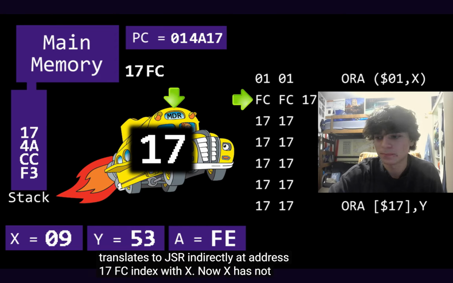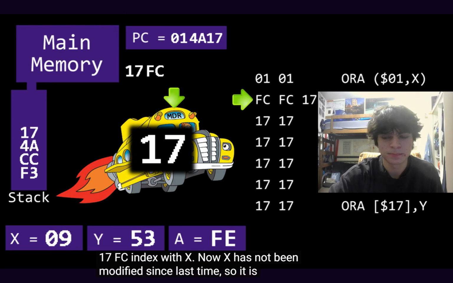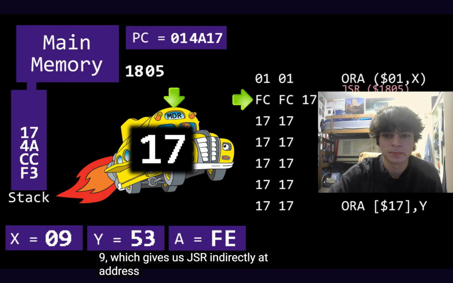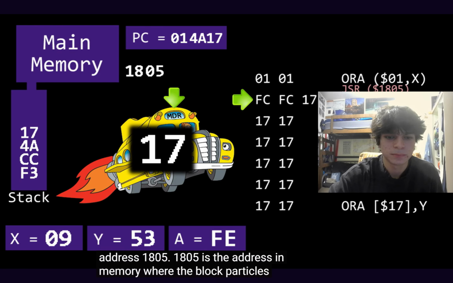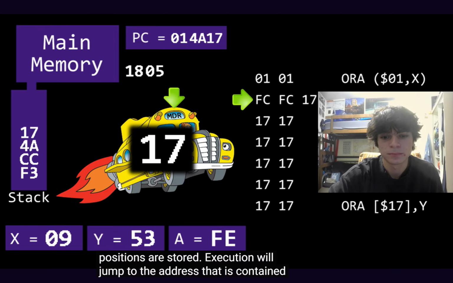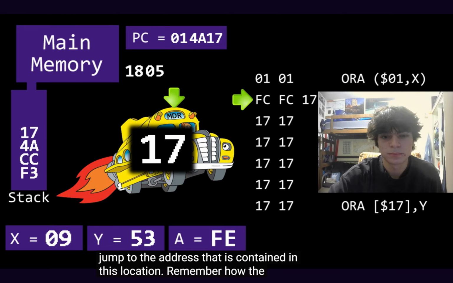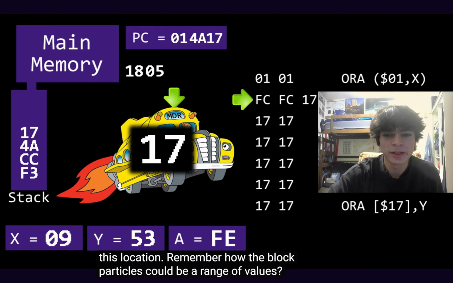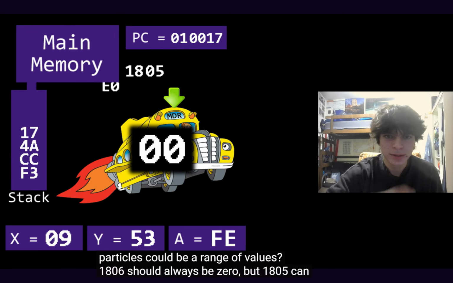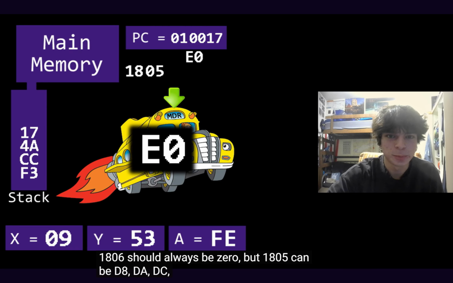Now, X has not been modified since last time, so it is still 9, which gives us JSR indirectly at address 1805. 1805 is the address in memory where the block particle's Y positions are stored. Execution will jump to the address that is contained in this location. Remember how the block particles could be a range of values? 1805 can be D8, DA, DC, DE, E0, or E3.